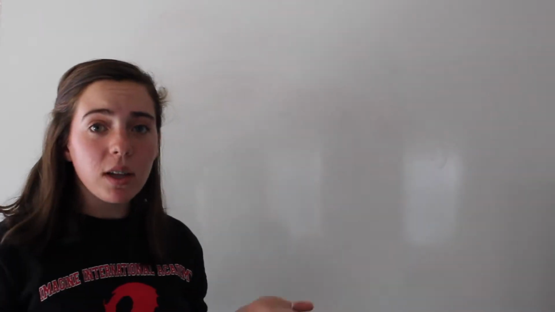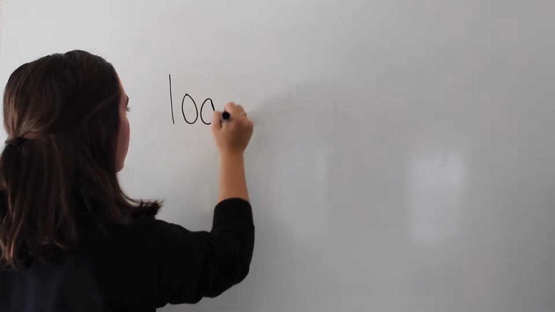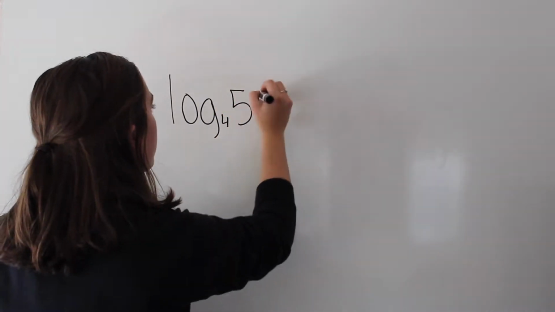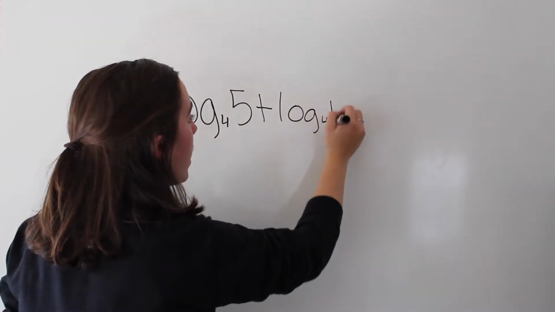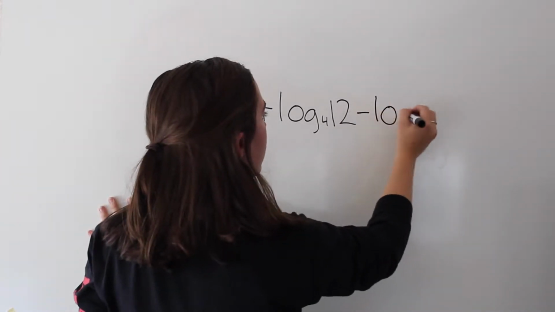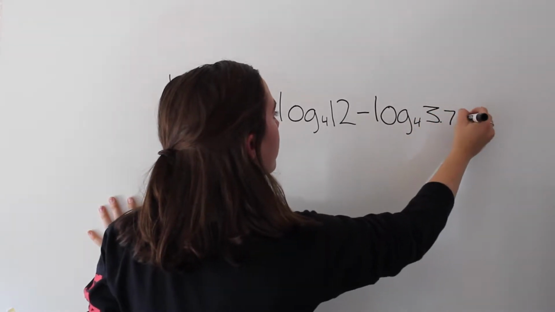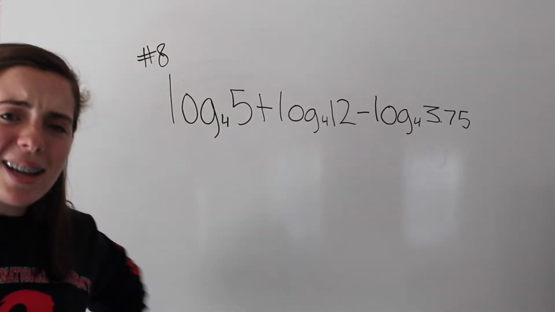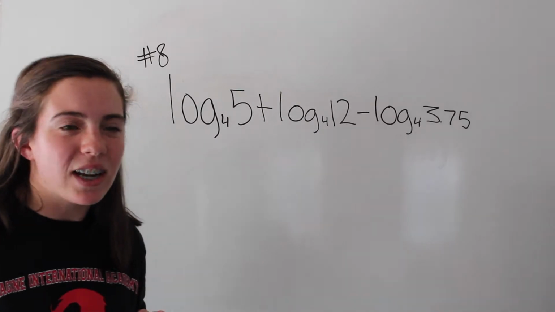Okay, so the problem that we're looking at today is log base 4 of 5 plus log base 4 of 12 minus log base 4 of 3.75, which is number 8. And lucky for us, this is going to work out very nicely. Alright, so let's get started.